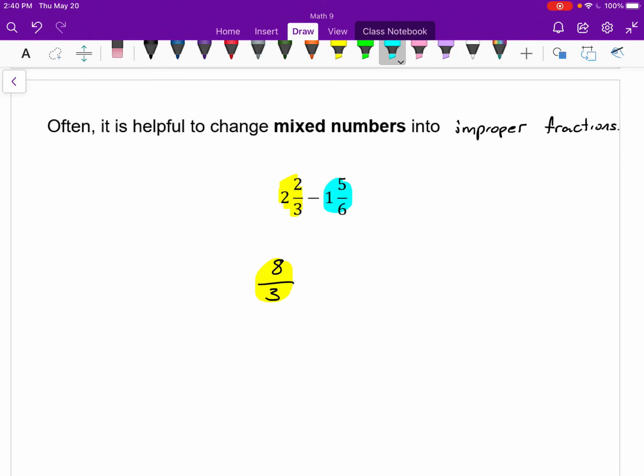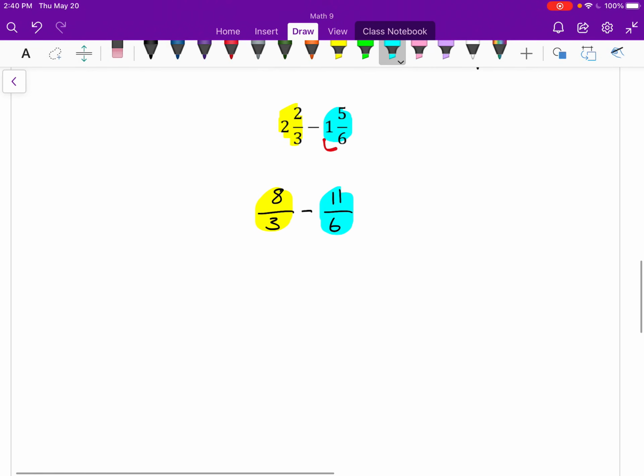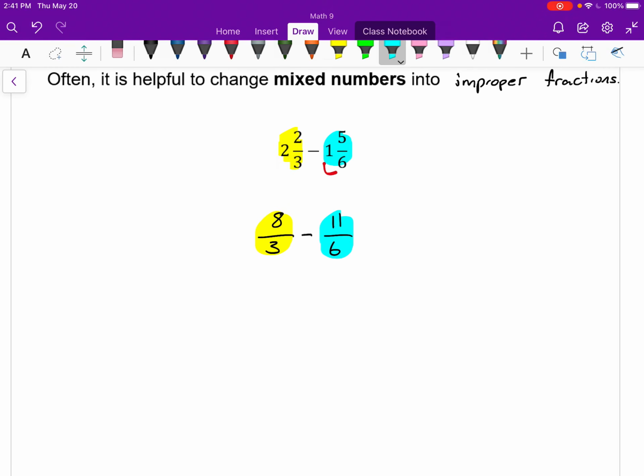And again, that always works for any mixed number. And so 1 and 5/6, go 1 times 6 is 6, add it to the top, you got 11, so 11/6. So 2 2/3 minus 1 5/6 is equivalent to 8/3 minus 11/6. Now again, I didn't actually have to do that, and I will mention afterwards another approach, but this always works. And if you're not sure about how to approach operations with mixed numbers, it's never a bad idea to change it to improper fractions, or it's always possible.